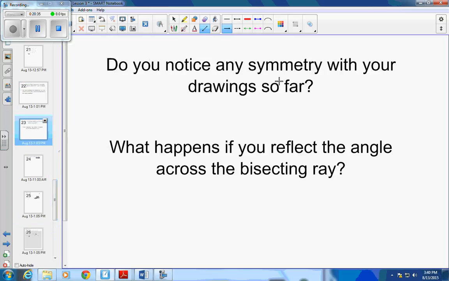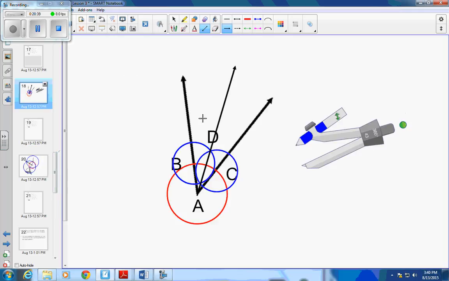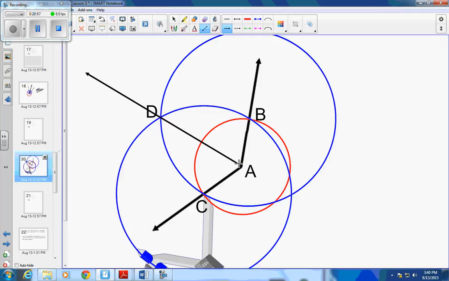Do you notice any symmetry with your drawing so far? If we look at our drawings, this BAD and this DAC, you should see that the bisector actually is a line of symmetry. So if I folded along this ray, the two sides, the two rays AB and AC, should line up. Same thing here, AC and AB would line up if I folded on AD. So that would be my line of symmetry. This would be a reflection.